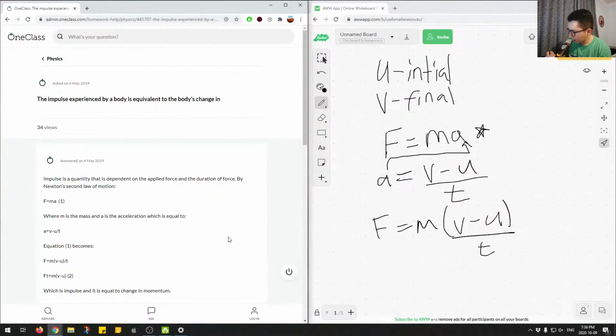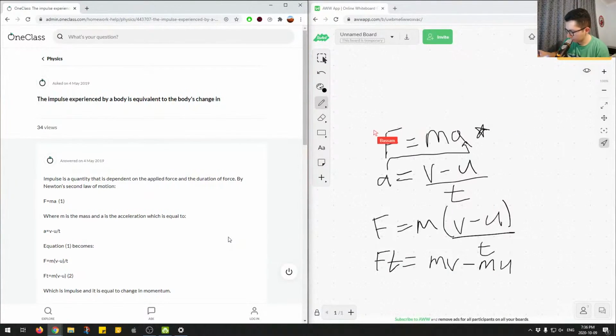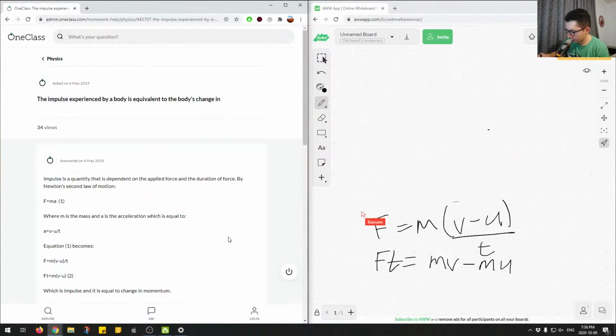So going on, we can multiply both sides by t. So F t equals m, and we can expand out the brackets, mv minus mu. So I'll clear some space up top. Alright, we have Ft on the left side is equal to mv minus mu. So mv minus mu is just m, because we have the same mass, the mass doesn't change, times the change in speed. And mass times the change of speed is just the change in momentum.